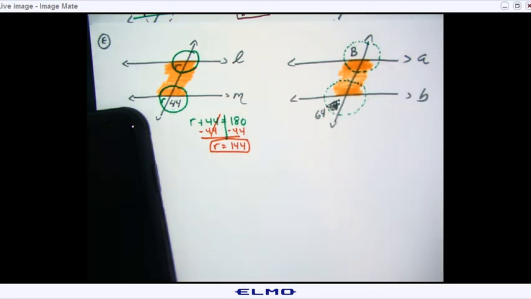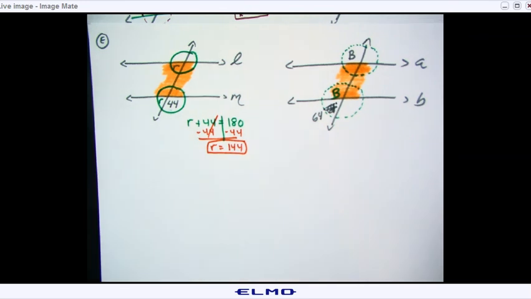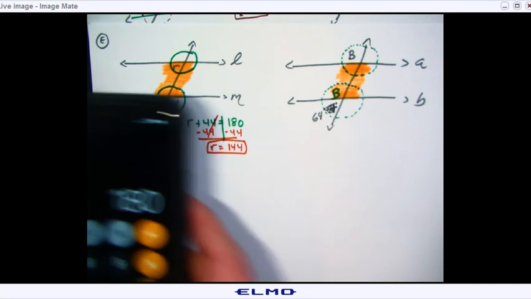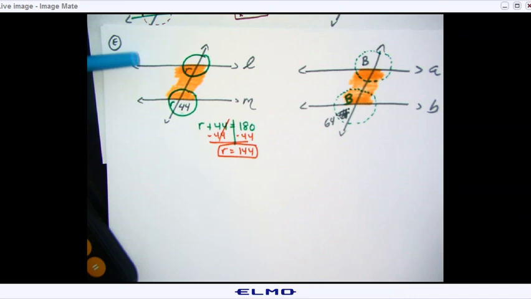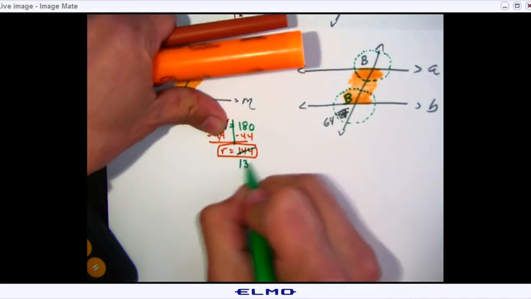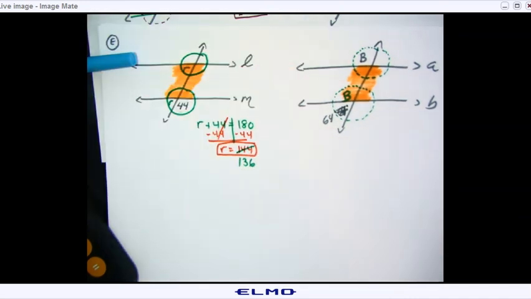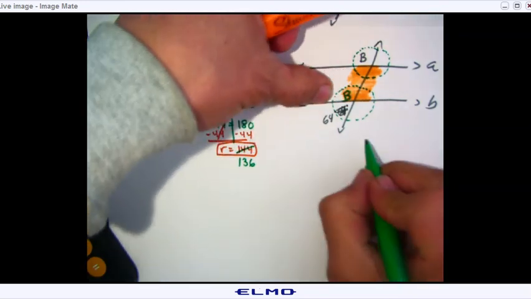Okay, so where would B fall? If you were to take out the circle, it would fall on top of 64 right here. That's where the imaginary B would fall. R equals 136. How does R equal 144? Oh, shoot. Hold on, my calculator. 180 take away 44. Oh, 136. Thank you. I don't know why, I guess because it's Cumbia. So yeah, 136.